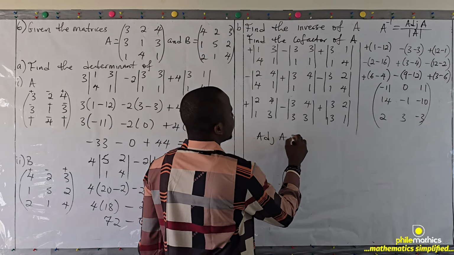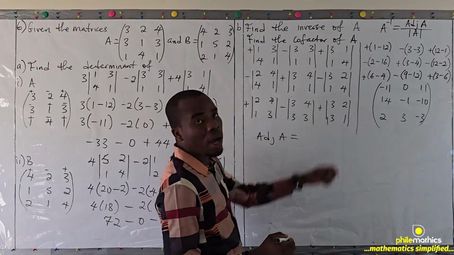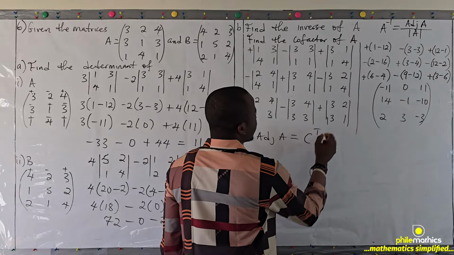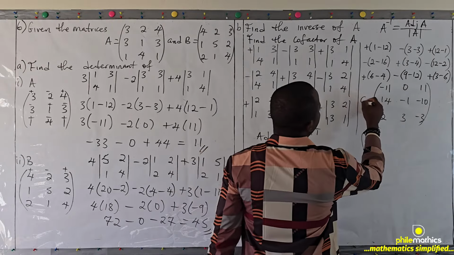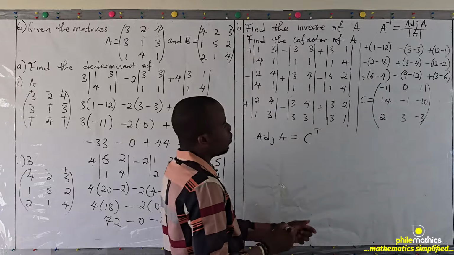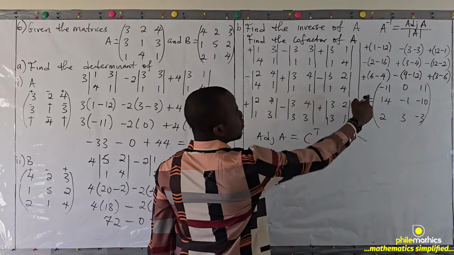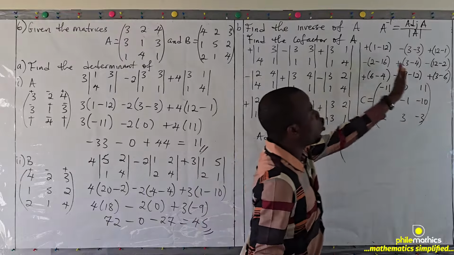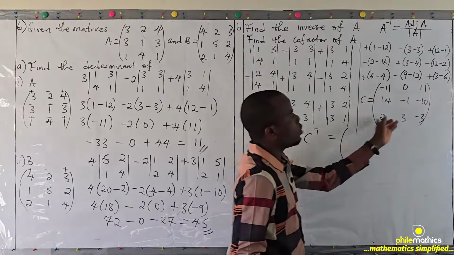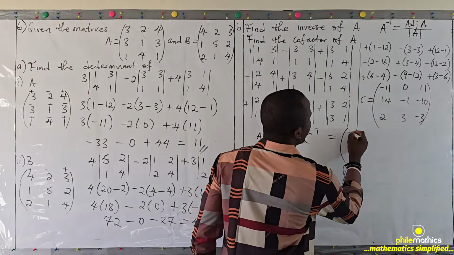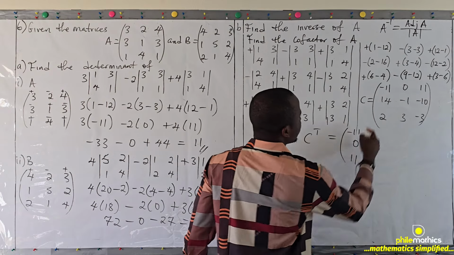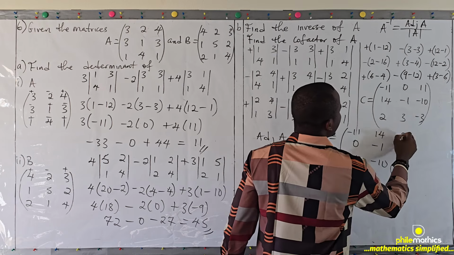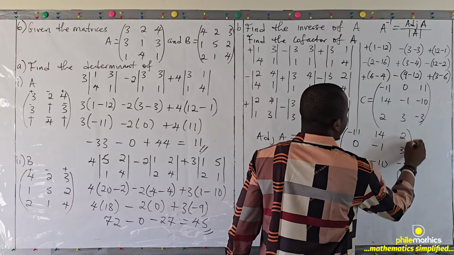Adjoint of A is simply the transpose of our cofactor. The cofactor is C, so the adjoint is C transpose. So we call this our cofactor, and our adjoint of A is the transpose of this. Transpose means the rows become the columns. So this is minus 11, 0, 11. This is 14, minus 1, minus 10. This is 2, 3, minus 3.